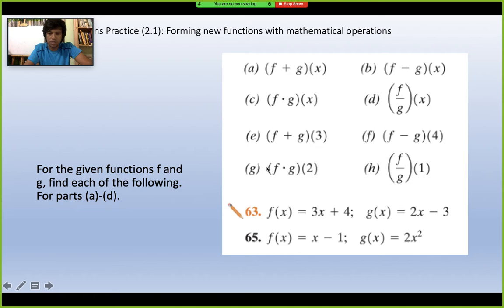Then this question is somewhat similar to our previous slide also. This is like adding, subtracting the functions, and dividing the functions, finding the values of the functions. So we have two maths here. Try to solve them.